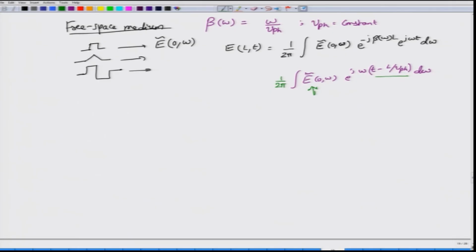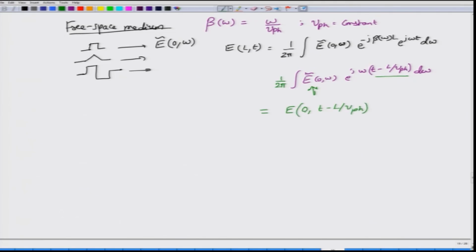And because this L by VPH is a constant, this t minus L by VPH is just some tau; the variable of integration is omega. But the inverse Fourier transform is now being evaluated at t minus L by VPH instead of t. So, this is actually E of 0 comma t minus L by VPH.